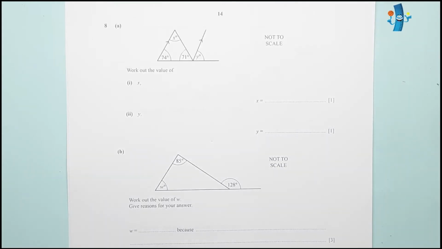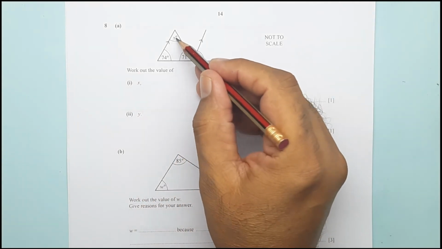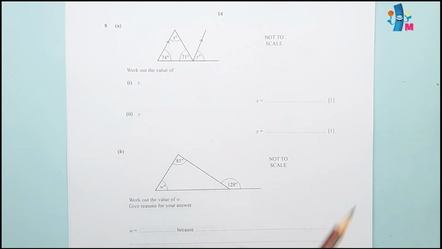Next question, question number 8, A part. This diagram is given. Work out the value of x. x is this one. So the interior angles of a triangle add up to 180 degrees. So two angles are given. The third angle we can find.